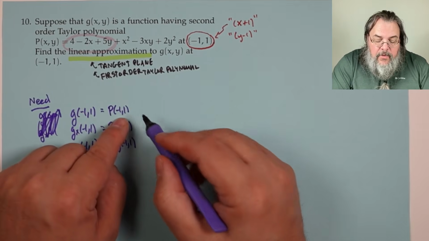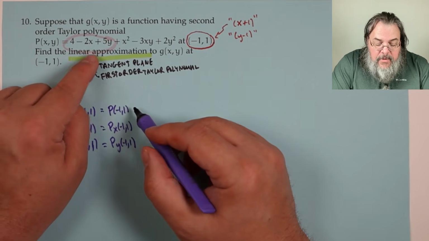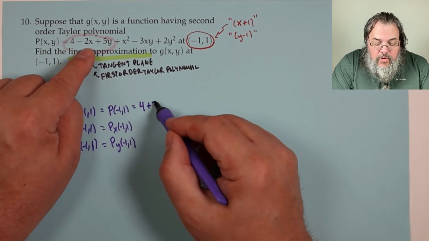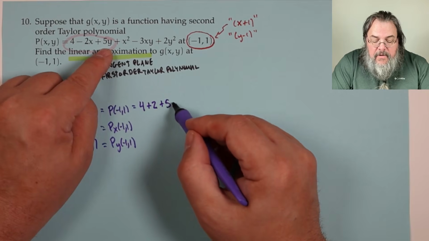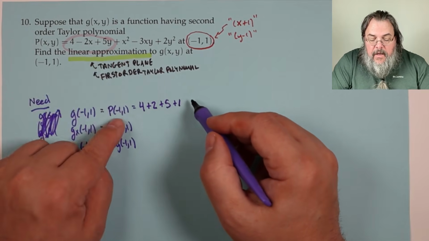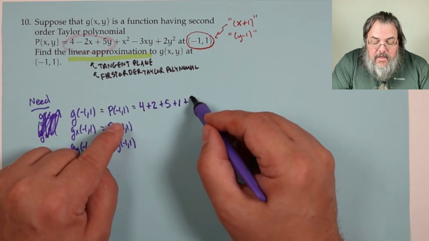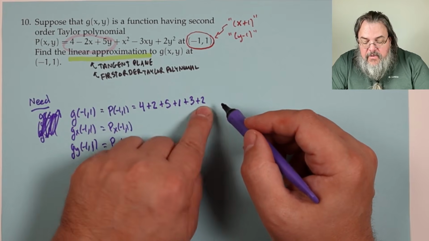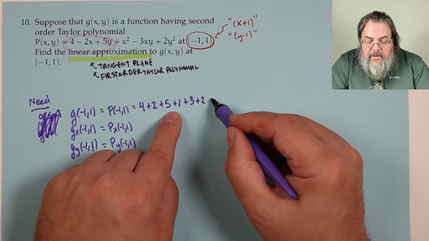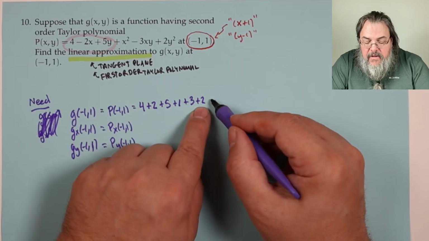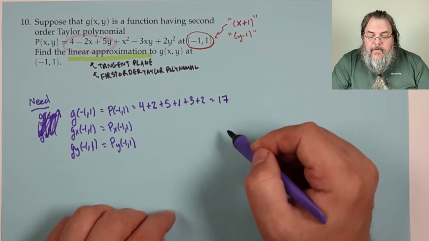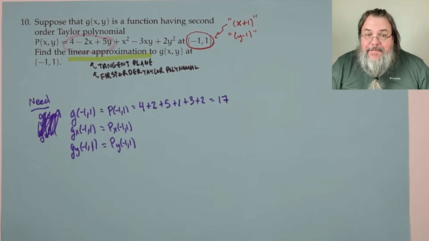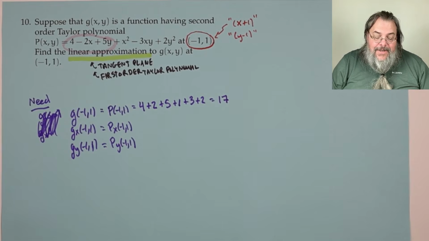Well, let's go ahead and get this one out of the way. So we're plugging in x equals minus 1 and y equals plus 1. So that's 4 plus 2 plus 5 plus 1. And minus 3 times minus 1 times 1 is plus 3 and plus 2. 4 plus 2 plus 5 plus 1 plus 3 plus 2. There's a lot of numbers in here. But if we add all those up, 6, 11, 12, 15, 17. All right. So that's g of minus 1, 1, which is p of minus 1, 1. All right, good.